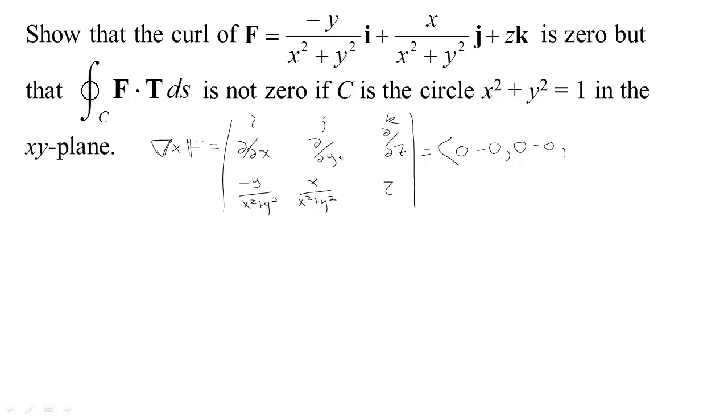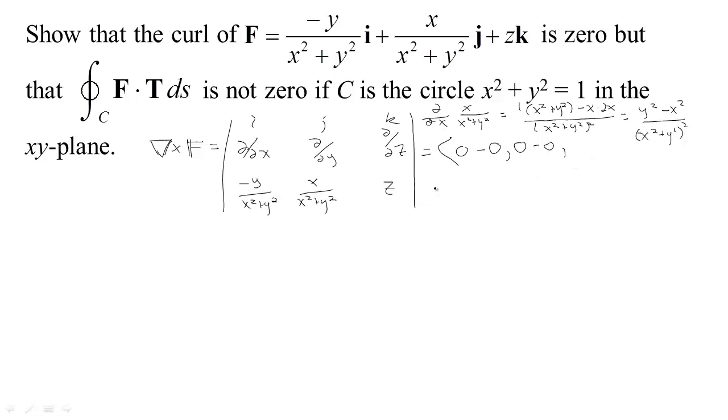Now, to get this last component, we need to take the derivative with respect to x of x over x squared plus y squared. Let's do that. To take the derivative with respect to x of x over x squared plus y squared, we can just use the quotient rule, which says you take the derivative of the top times the bottom minus the top, which is x, times the derivative of the bottom, which is 2x, all over the bottom squared. So x squared plus y squared, squared. So we end up with an x squared and a y squared and a minus 2x squared. So we end up with y squared minus x squared over x squared plus y squared, squared.